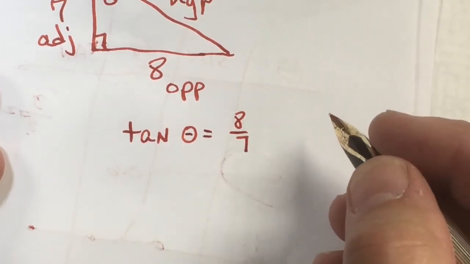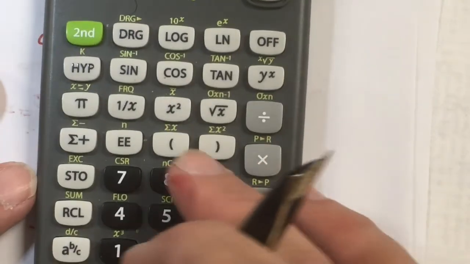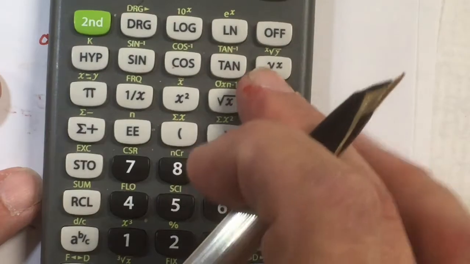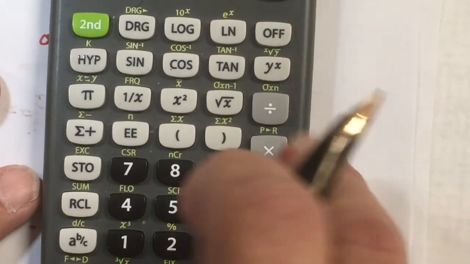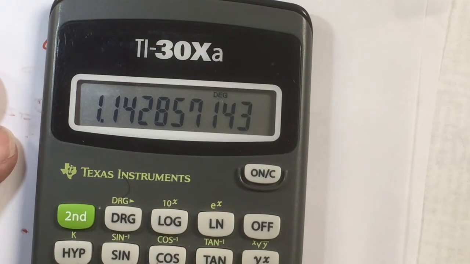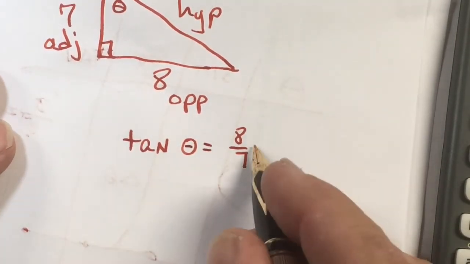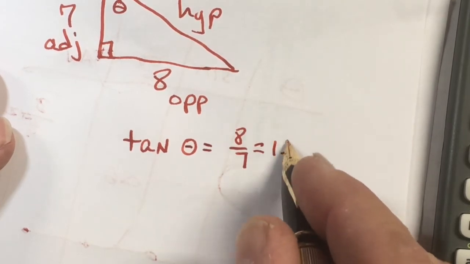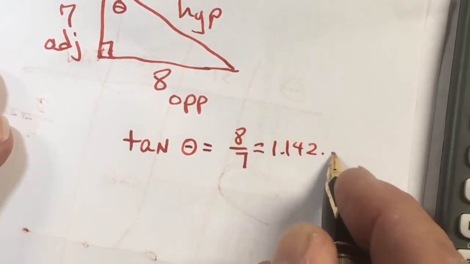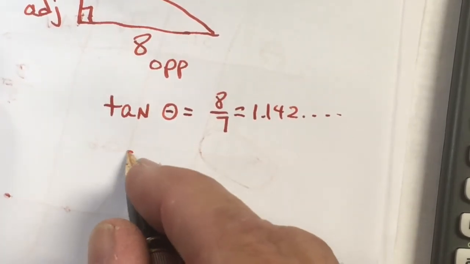Let me find out, 8 divided by 7. That number is 1.142 something. When it's in the numerator, you don't have to move it. You don't have to write the number down necessarily, because what I really want to know is what theta is.